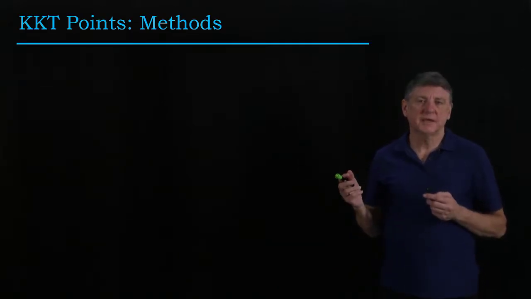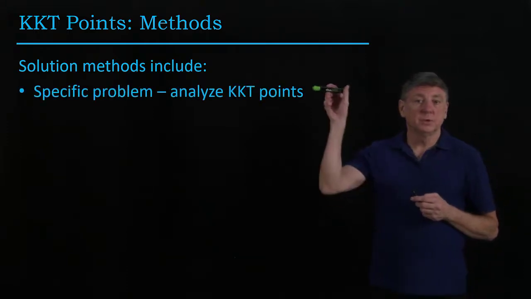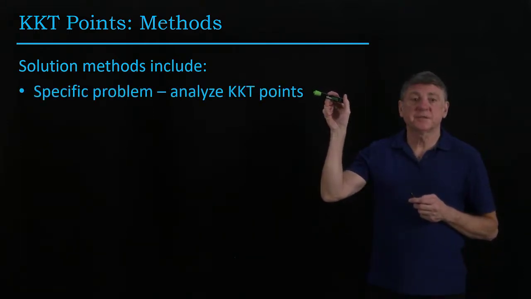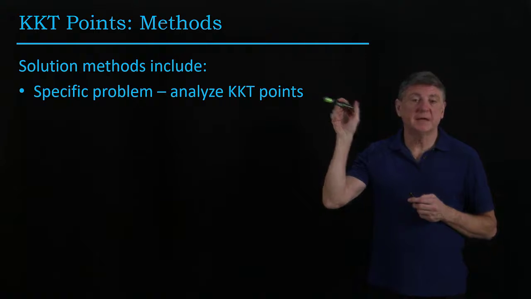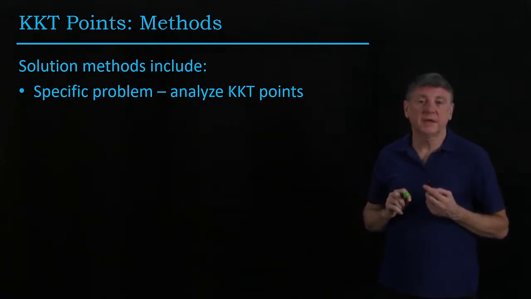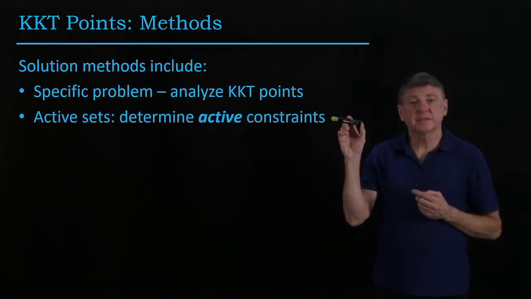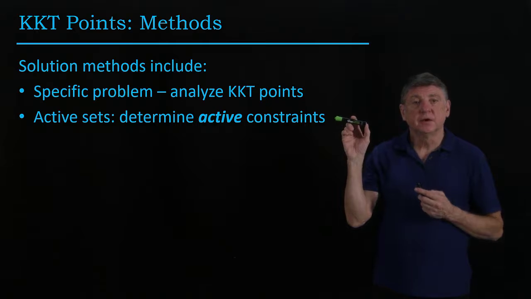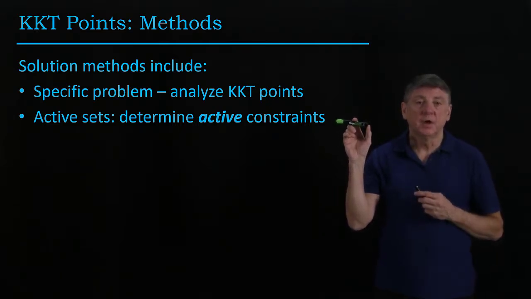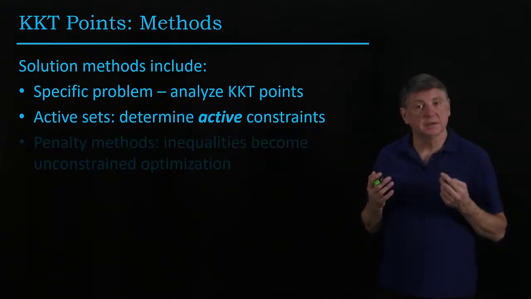Let's list a few of the methods that can be used with KKT points to solve a constrained optimization problem. The one that we'll use mainly is a specific problem solution. That is, we'll analyze the KKT points and see what we can do with the KKT conditions. Another method is called active sets, and in this method you try to establish at a KKT point which constraints are active and which are not. That will lead you to the next iteration.